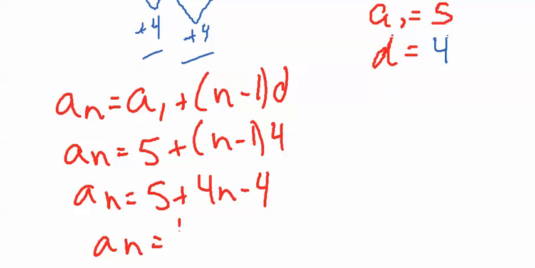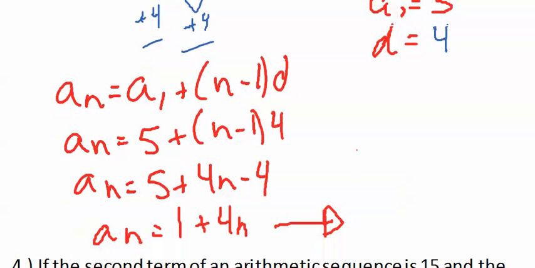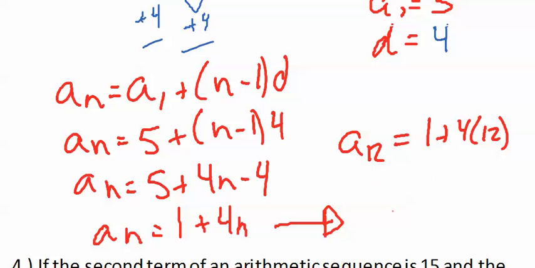And so our general equation would be 1 plus 4n. So now I'm going to take that, and let's just double check the 12th term. So a sub 12 equals 1 plus 4 times 12, and that will give me 49. So the 12th term will be 49.